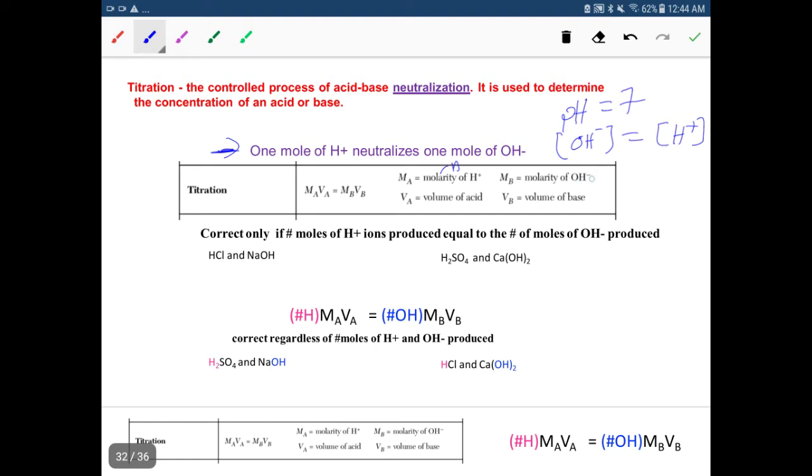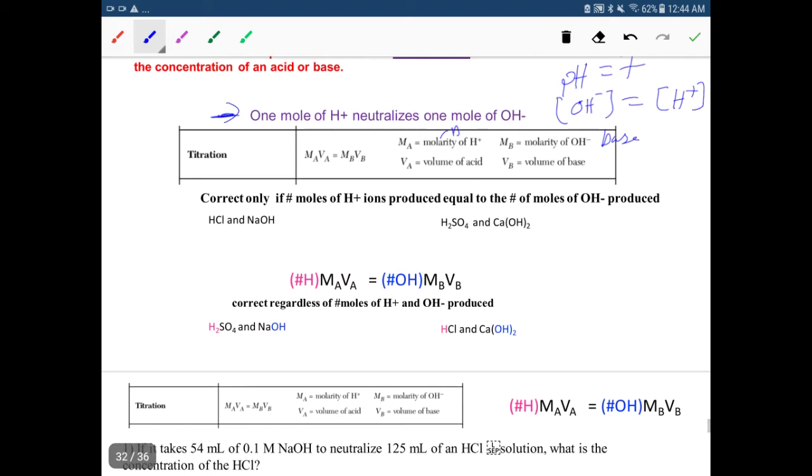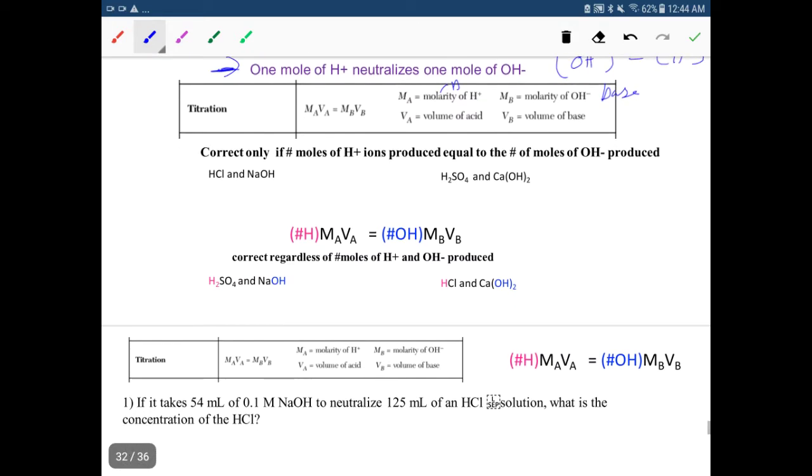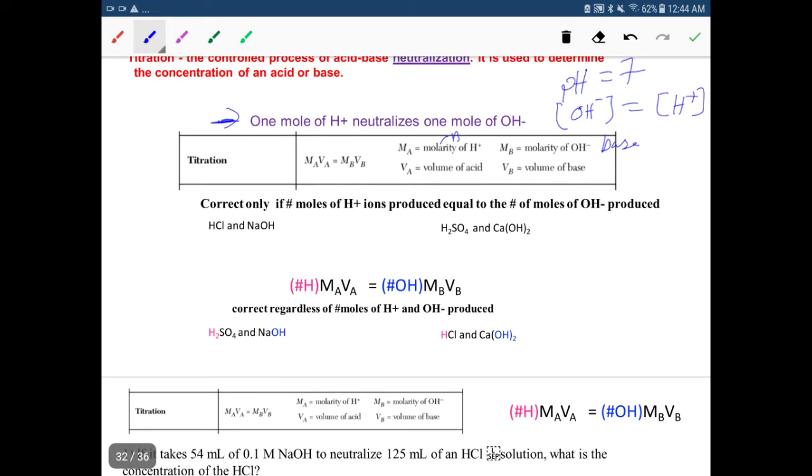MB is the molarity of OH-, or the molarity of the base, because a base is a substance that produces OH- according to the Arrhenius theory. We're going to use this titration formula for questions involving Arrhenius acids and bases. The formula given in the reference table is only correct if the number of moles of H+ ions produced is equal to the number of moles of OH- produced.